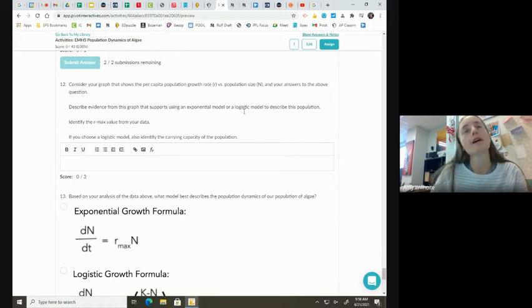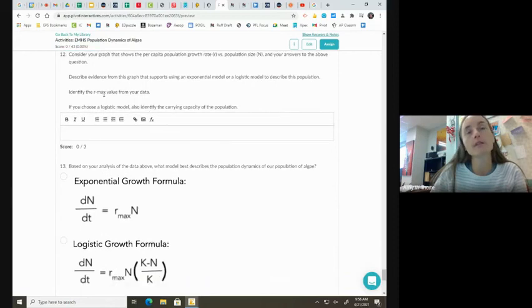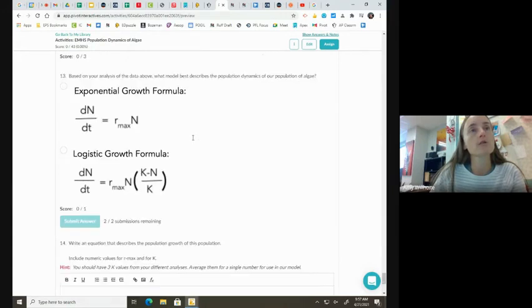Okay. So then you're just saying exponential or logistic. Tell me why. Identify the Rmax from the data. I'm going to say whatever your growth rate was at carrying capacity, that's going to be your Rmax. If you choose logistic and identify the carrying capacity, cool, we can do that. Just, where did it level off?